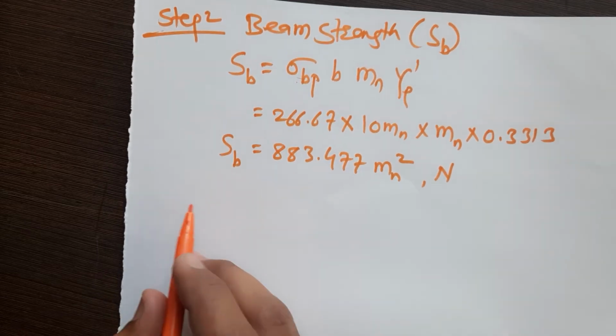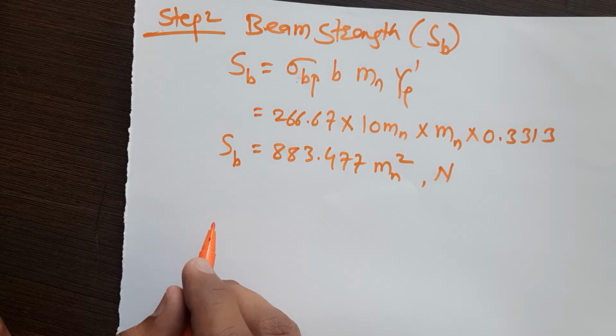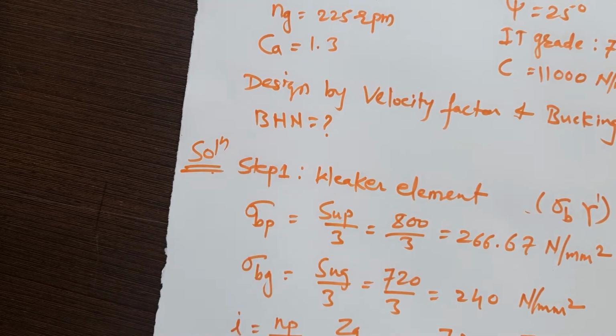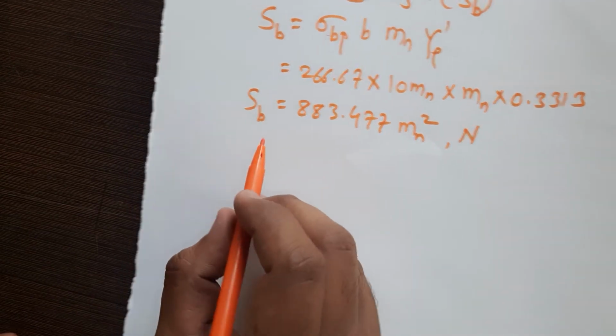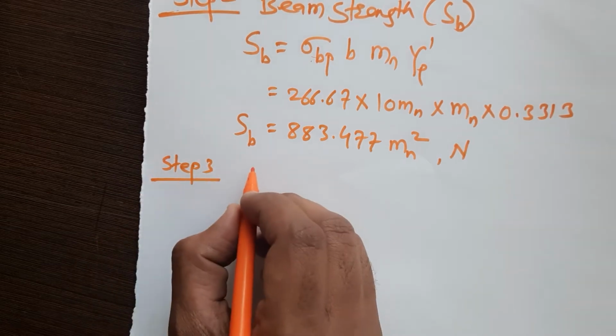Now actually the third step will be we have to go for the wear strength, but in this case the BHN is not given, so you cannot find wear strength, because here you need to find BHN. So BHN is not given, means you don't need to find the wear strength, you directly have to design your gear pair based on beam strength. So your next step in this case will be you have to find effective load.